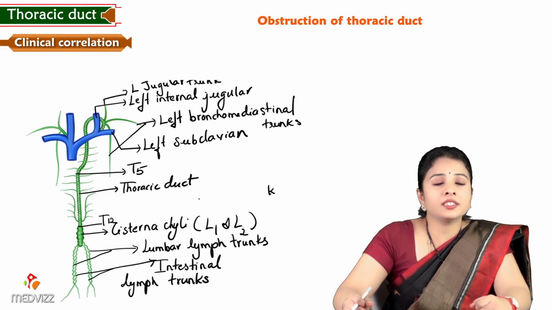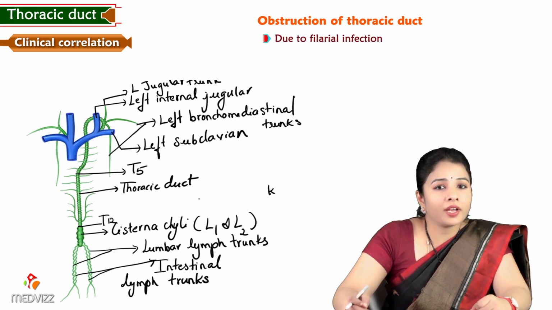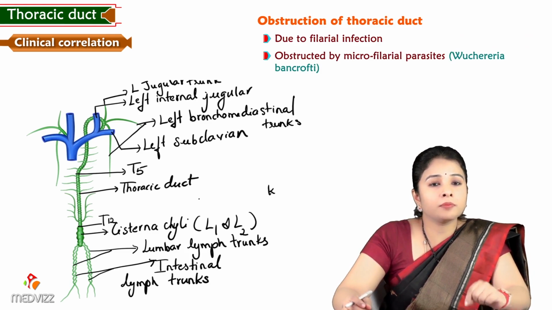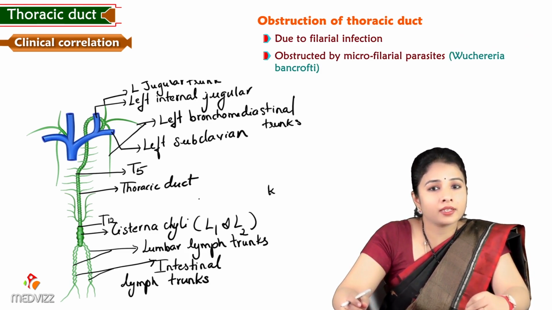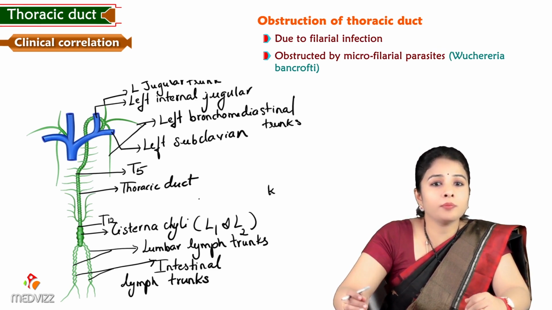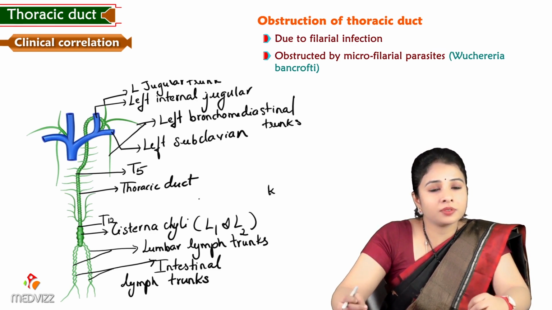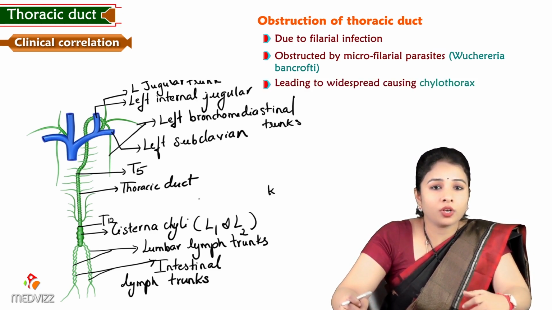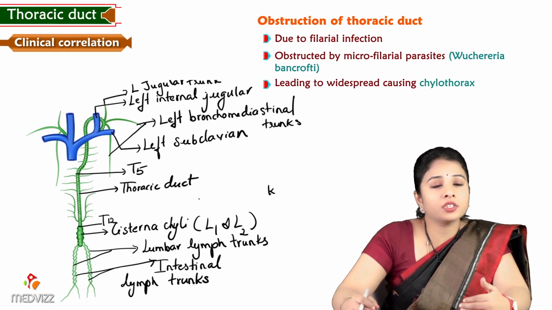Obstruction of the thoracic duct can be due to filarial infection. So the thoracic duct is obstructed by the microfilarial parasites, Wuchereria bancrofti is its scientific name. Because of this obstruction, it leads to widespread chylothorax. So the obstruction of these lymphatics results in chylothorax in the thoracic region.